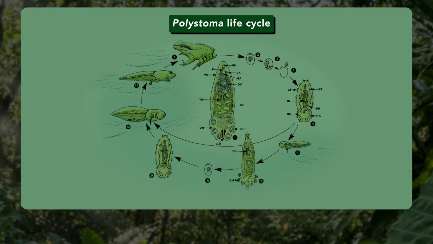I want to start in this life cycle diagram of Polystoma with the eggs in the upper right. Let's look at where that oncomiracidium is infecting a newborn tadpole in an aquatic environment. The eggs hatch in the water, the oncomiracidium is swimming through the water column, and then it enters the spiracle, or the opening to the gills, of one of these poor little tadpoles, and it becomes attached to the inner part of the tadpole's gills.